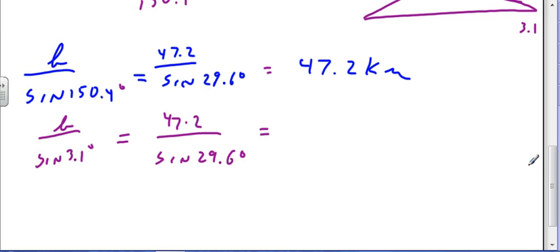47.2 times the sine of 105.4, close parentheses, divided by the sine of 29.6. Boom. 47.2 kilometers. Impossible. Unlikely. We'll try the second one.